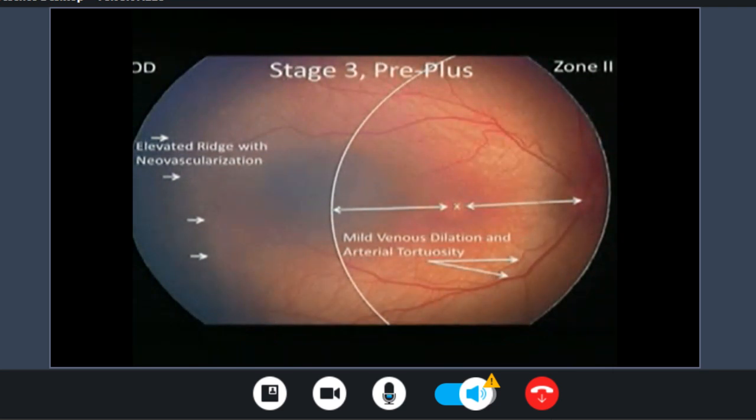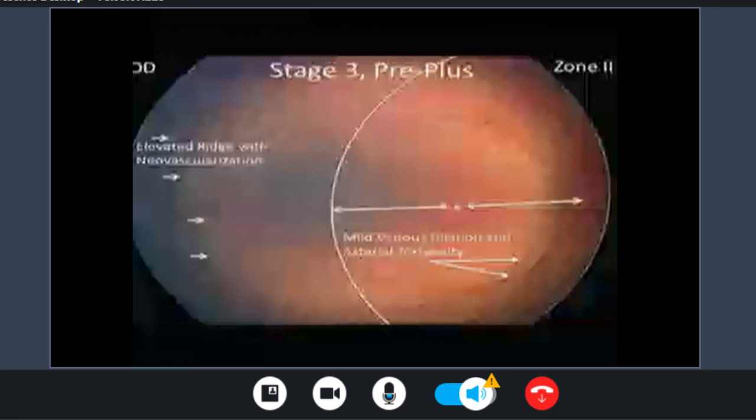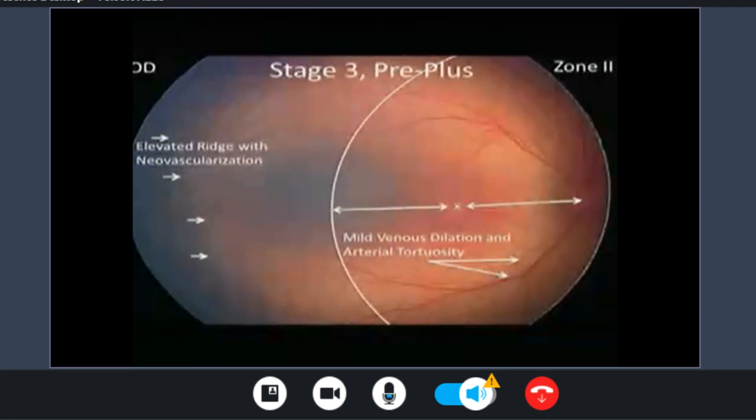Venous. Okay. So to what degree? Do you know what degree of venous dilation and tortuosity? We always say this. We know the definition, but for the dilation and tortuosity, there is a standard photograph that was published that you can compare your findings to. It is not a very good picture, but it is very aggressive appearing dilation and tortuosity. So here there is tortuosity, some dilation, but it did not reach the degree that you call plus disease.